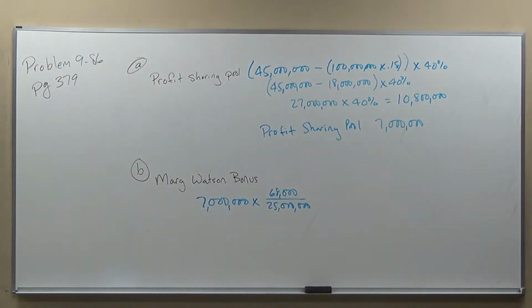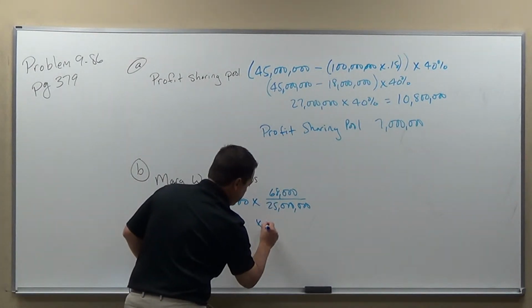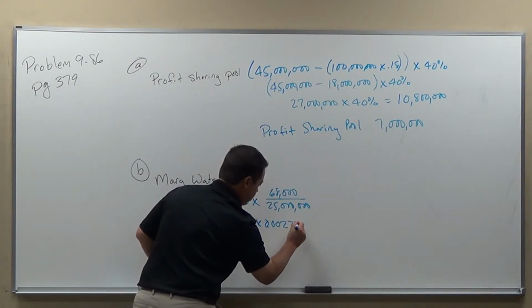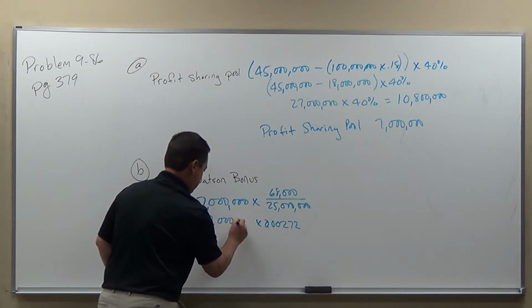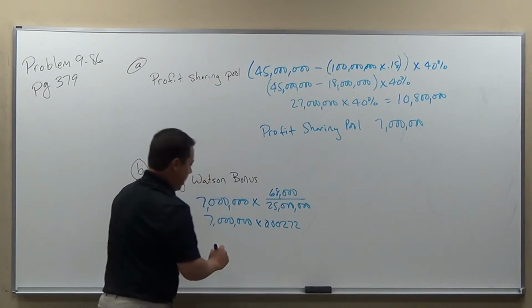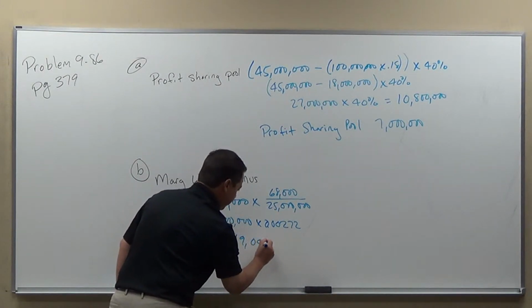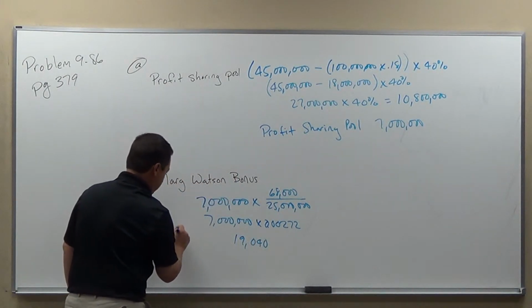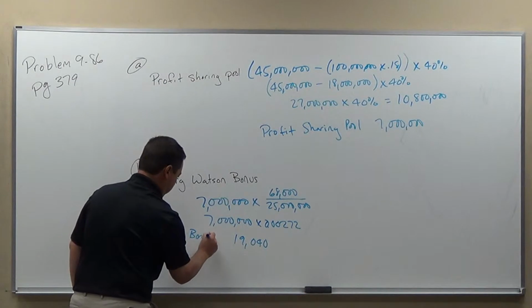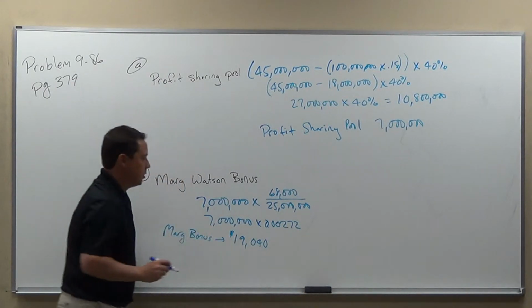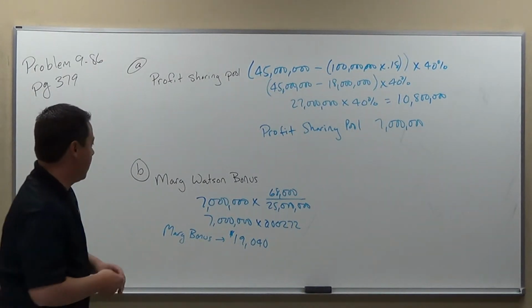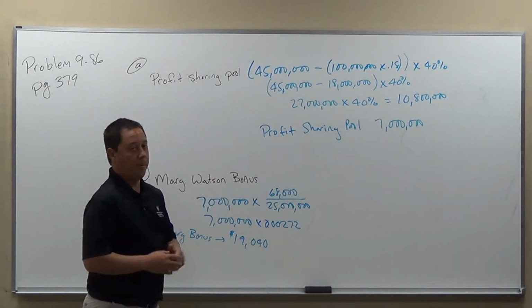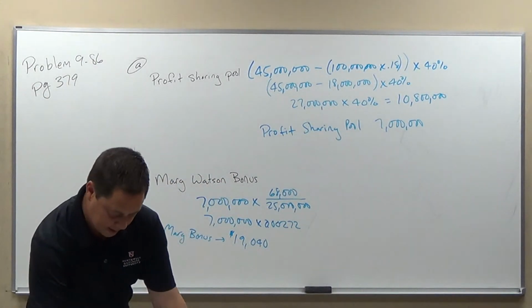So by doing that, I came up with 0.00272. I multiply that by the 7 million, and I come up with $19,040. That would be Marge's bonus. She would get $19,040, not bad. Nice little bonus there. So she gets that at the end of the year for being part of the profit sharing pool. All right, so that is B.